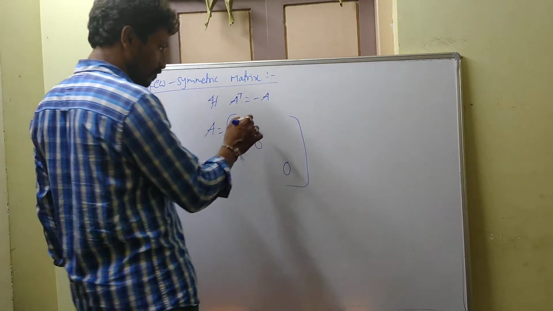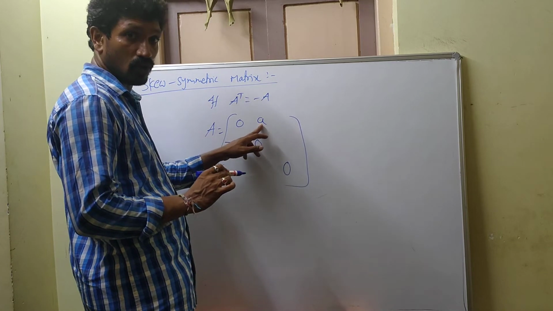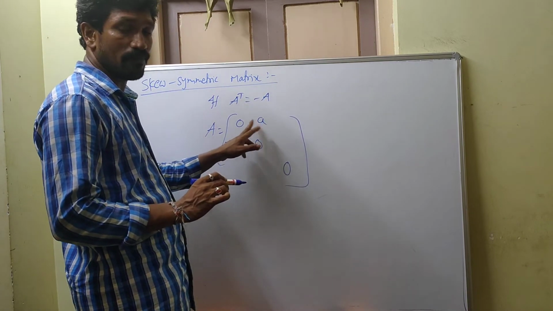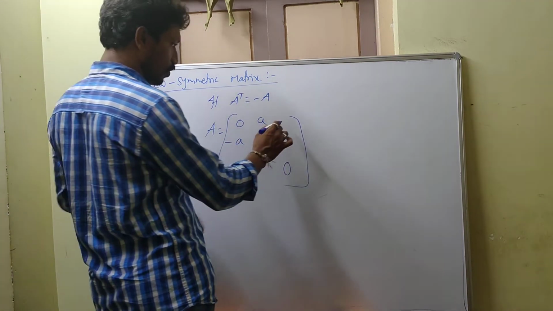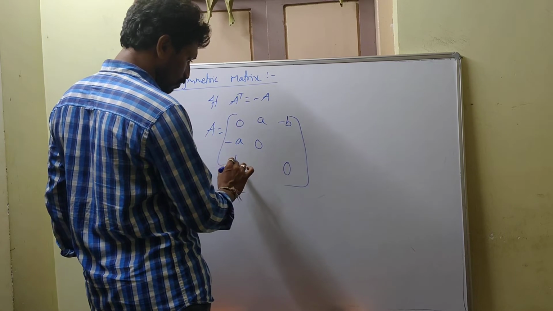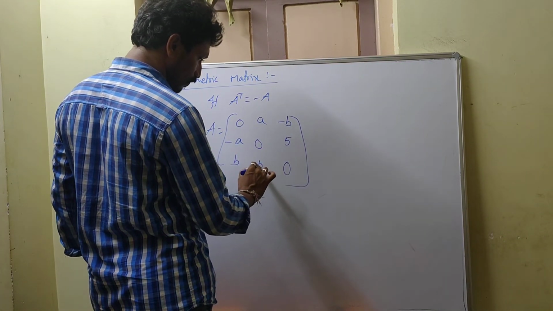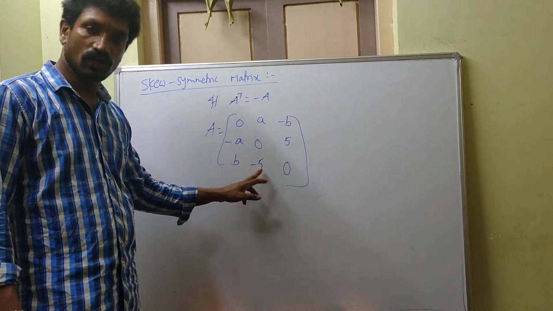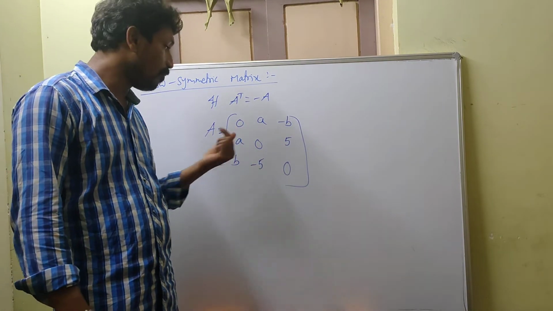And for the rest of them, if you keep A here, it should be minus A. A12 position and A21 position: numbers will be the same but with opposite sign. Same for A13 position and A31 position. If it is minus B, it should be B. If it is 5, it should be minus 5. This is A23 position and A32 position. So in these positions, numbers will be the same but with opposite sign.